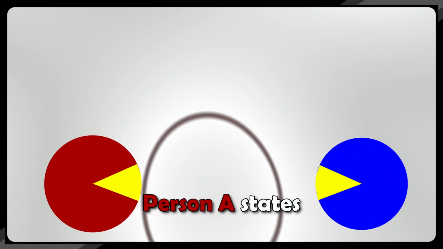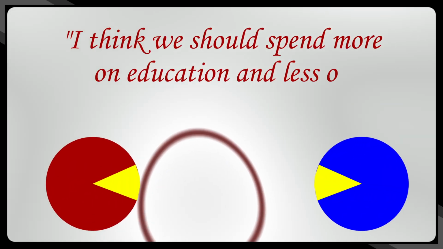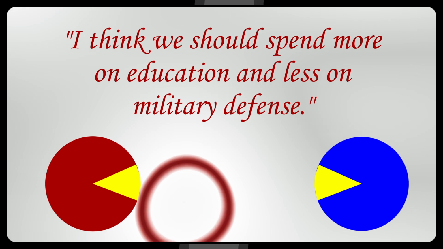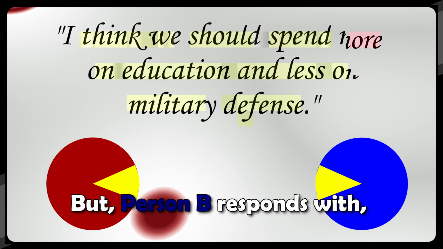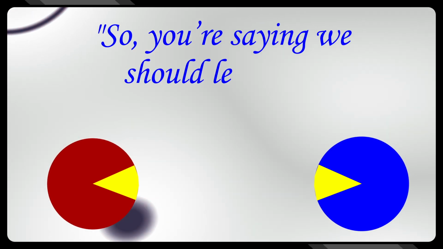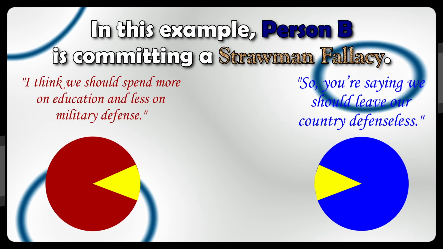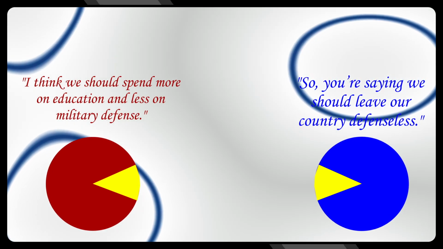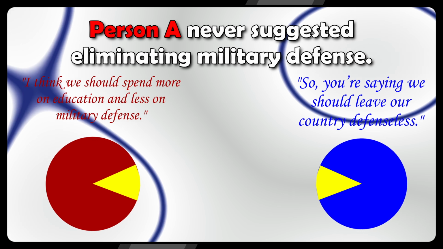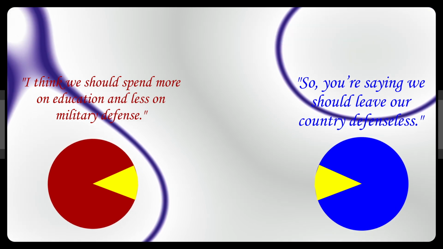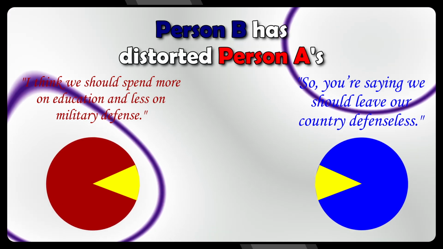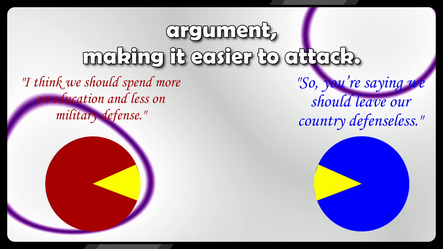Person A states, "I think we should spend more on education and less on military defense." But person B responds with, "So you're saying we should leave our country defenseless." In this example, person B is committing a strawman fallacy. Person A never suggested eliminating military defense. Person B has distorted person A's argument, making it easier to attack.